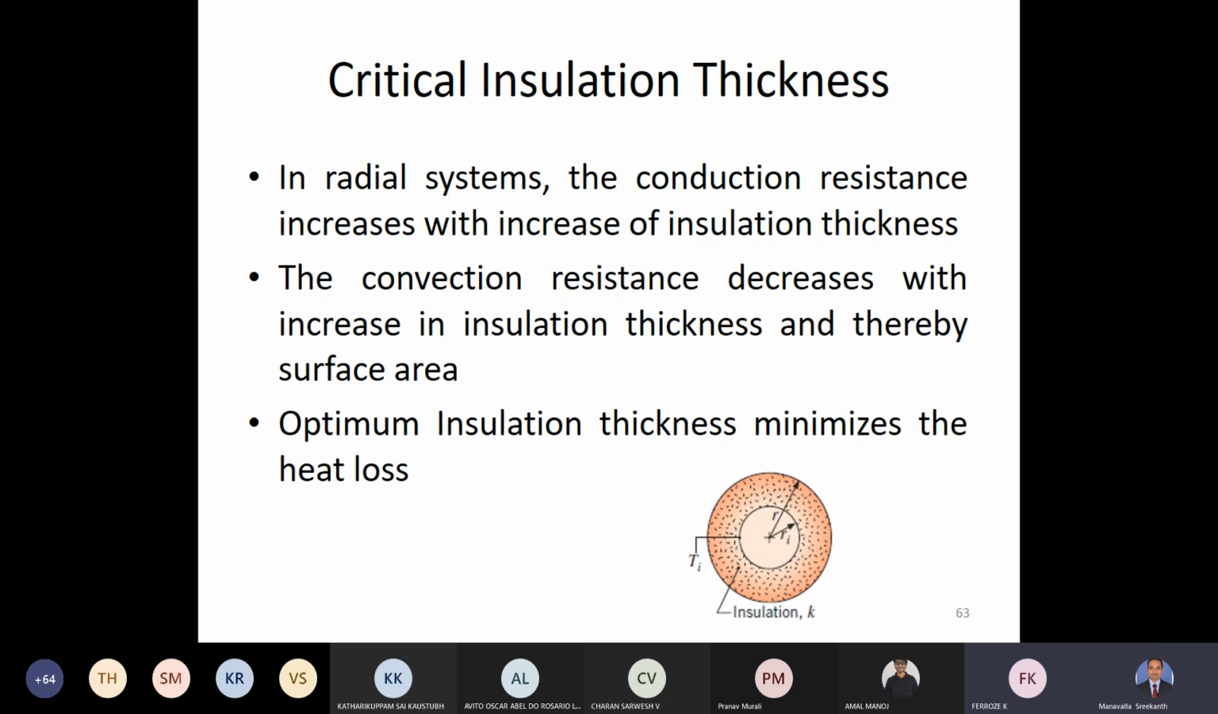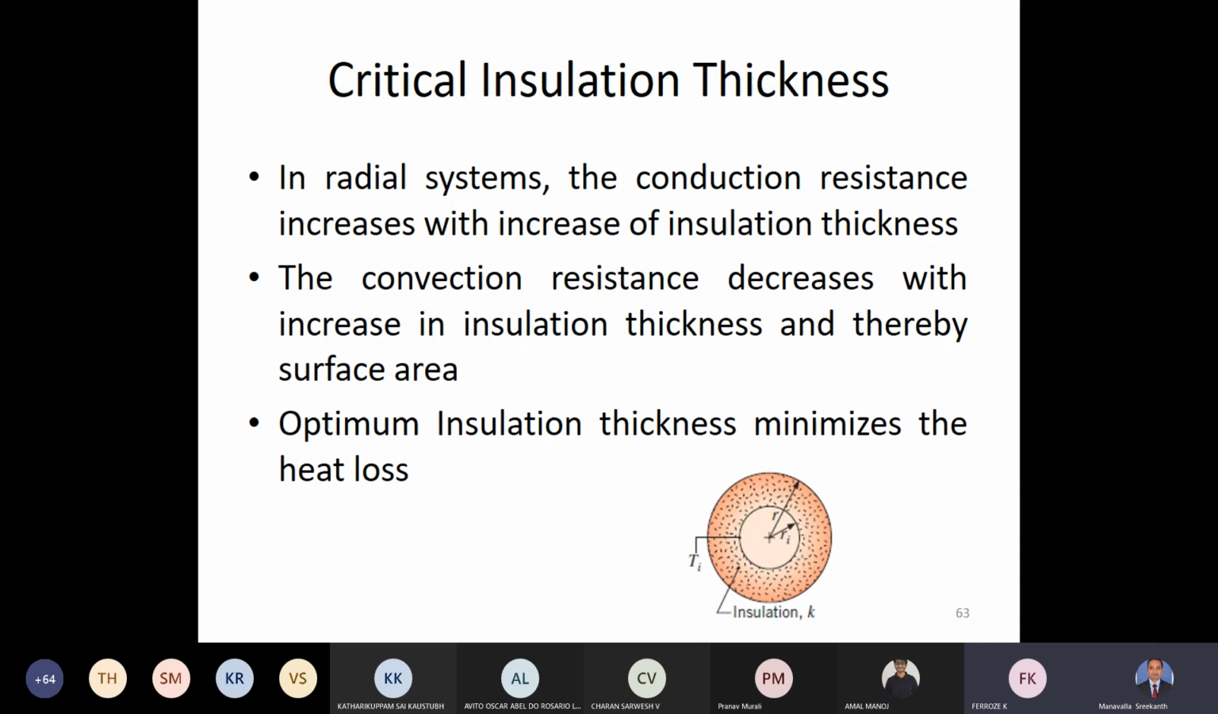Here the critical insulation thickness means something different from what we generally understand by insulation thickness. Whenever we talk about insulation, we think that we are insulating to minimize the heat transfer.